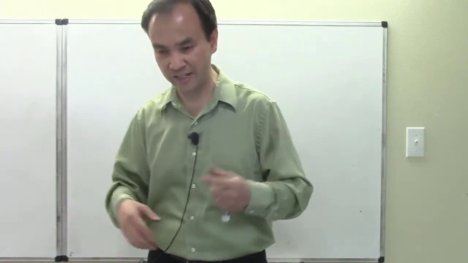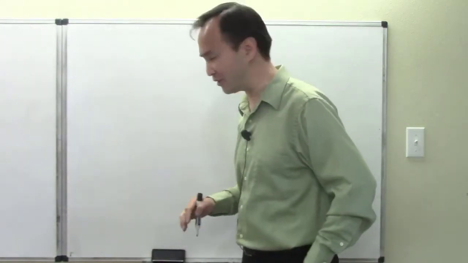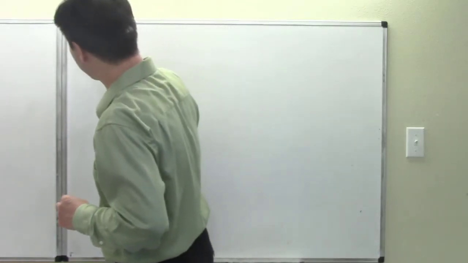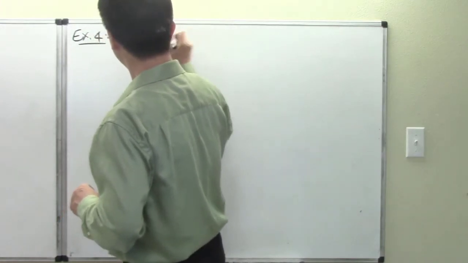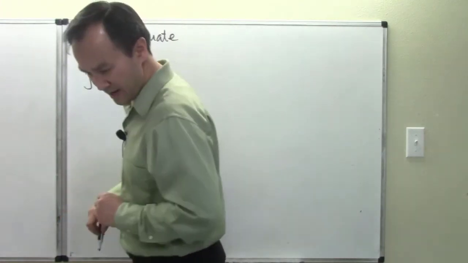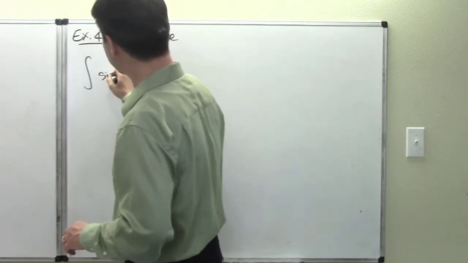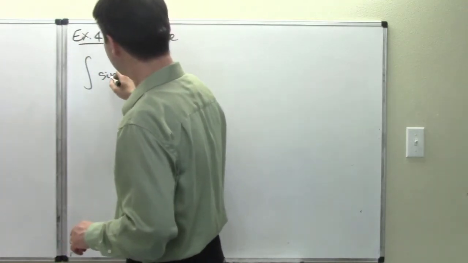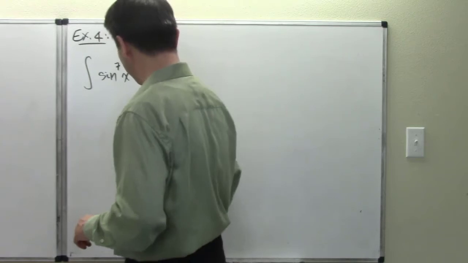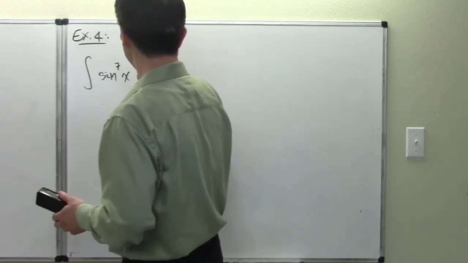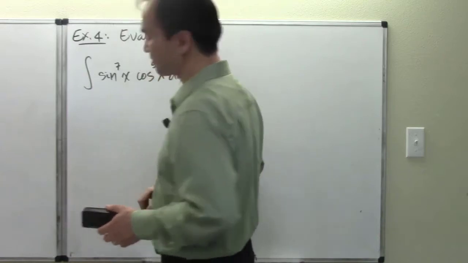And so now we are going to look into example 4 to apply what we have just learned, the generalization that I noted down earlier on the board. So in this example 4, again we want to evaluate the following trig integral. Let's say we have sine to the 7th of x, times cosine to the 5th of x, dx.